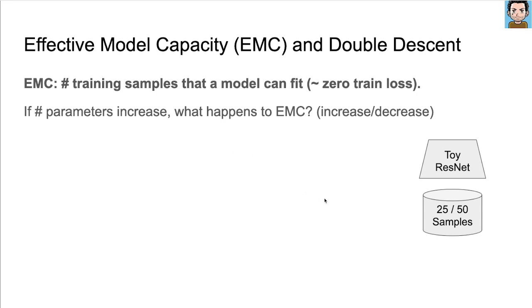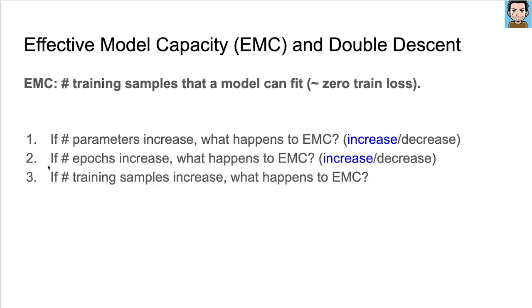Assume we have a toy dataset with 50 samples and a toy ResNet network. Let's say that our model can only fit 25 samples from our toy dataset. In this case, the effective model capacity of our model is 25 samples. Now, what happens when we increase the number of parameters of our model? I hope you see that as we increase the number of parameters, the network can now achieve zero train loss on more than 25 samples, let's say 40 samples. So as we increase the number of parameters, the effective capacity of our model increases.